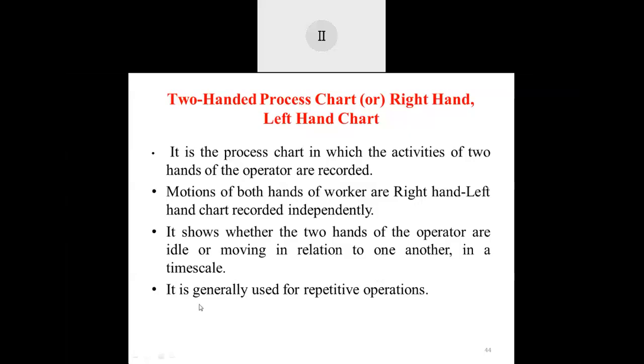So it is generally used for repetitive operations. When we need to do some repetitive operation, some batch type production, where the same type of product we are making in numbers. For those cases we use the two-hand process chart.